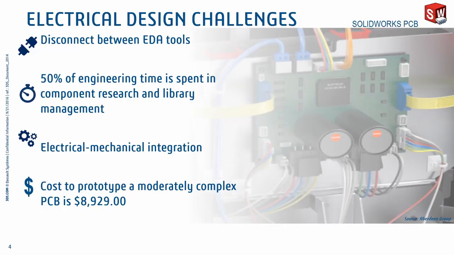According to the Aberdeen Group, the cost of one prototype averages $8,900. That's potentially $3,600 just in prototyping. Customers need an integrated solution that will help solve this cross-domain problem. That's SOLIDWORKS PCB.